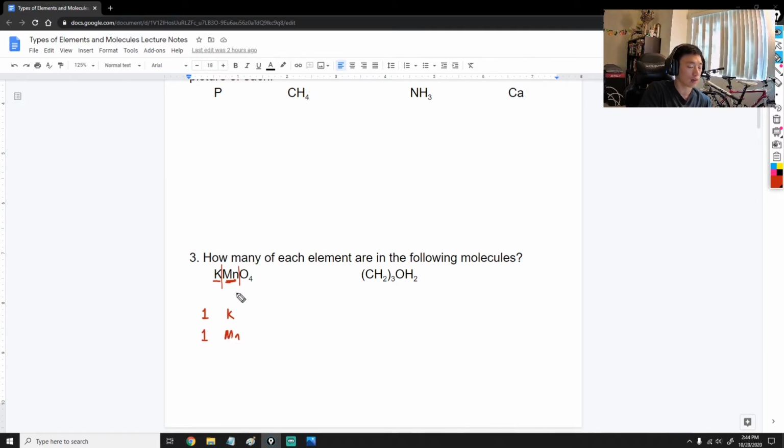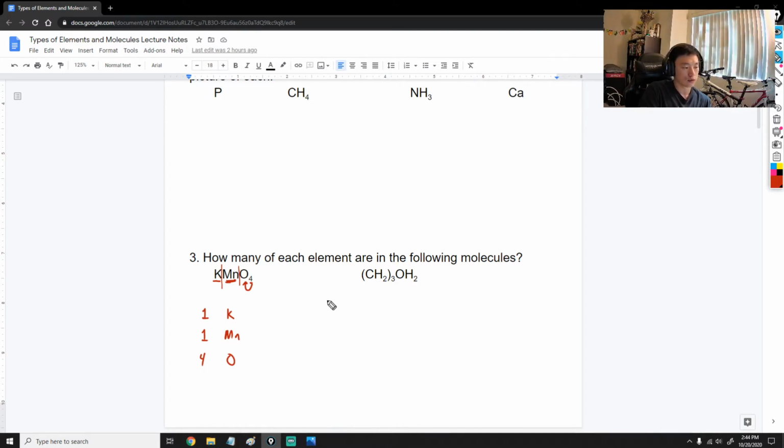And then we have the capital letter O, and there's a number 4 behind it, so we would have 4 O's. Remember that the number behind only applies to the element that's right in front of it. It's not 4 Mn's or 4 K's. It's only 4 O's because there's a 4 only behind the O.